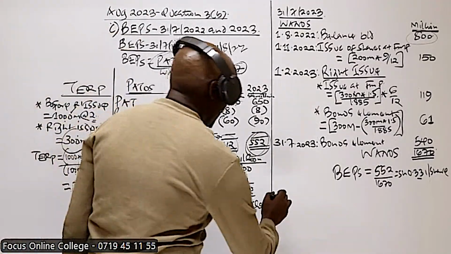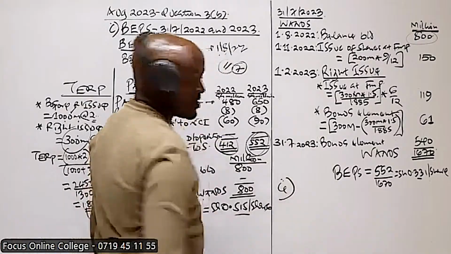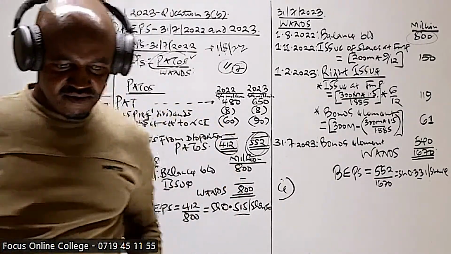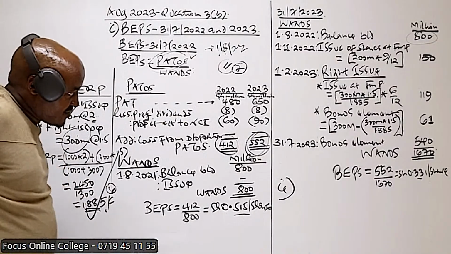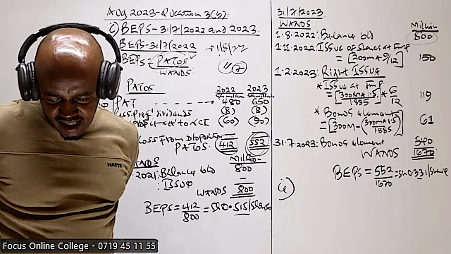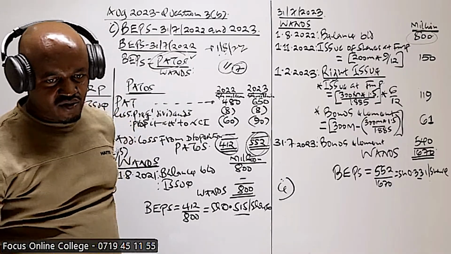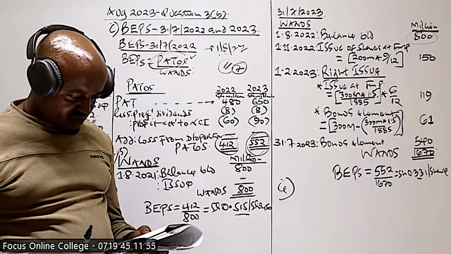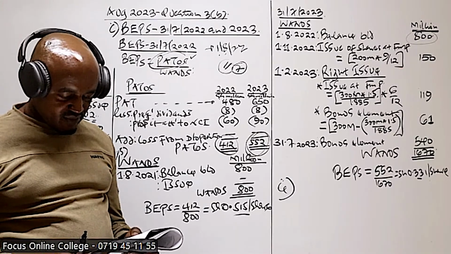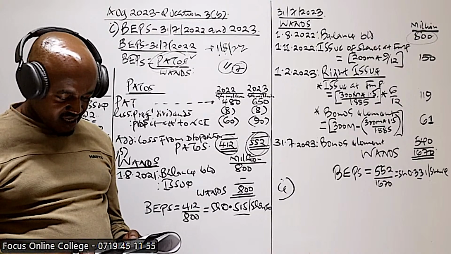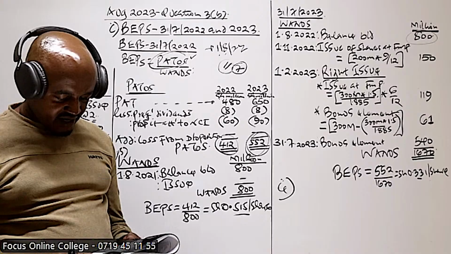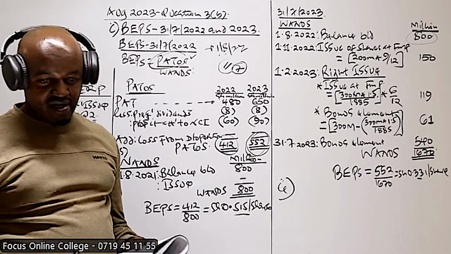Are you getting the same value? Yes. Now we do the last part. The last part, what are we required to do? We are required to compute the comparative figure for 2022 to be reported in the year 2023, given the EPS, the earnings per share figure originally reported.